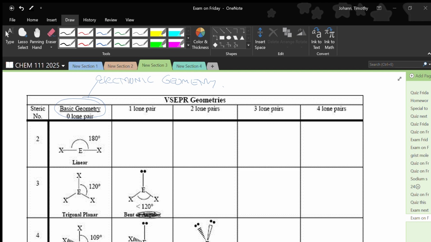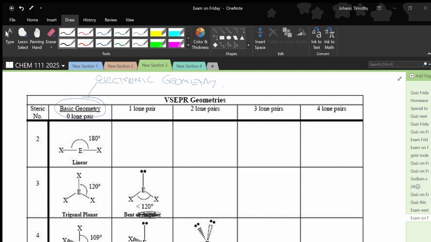Let's go ahead and review through some of these real quick. We've done most of these. Remember, if you have 2 things, they're going to get as far away from each other as possible, and that's linear. In regards to this geometry, if you have 2 things, you don't really do geometries where one of these is a lone pair, because it would still be linear. If you have 2 atoms, it can't be anything but linear.